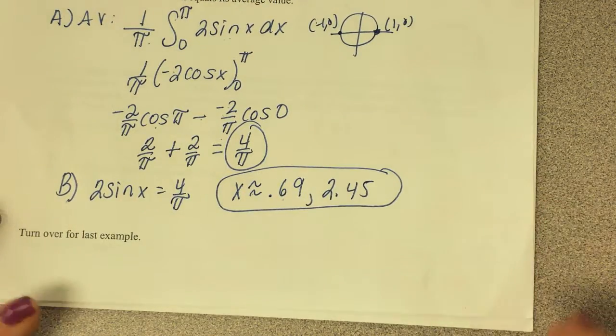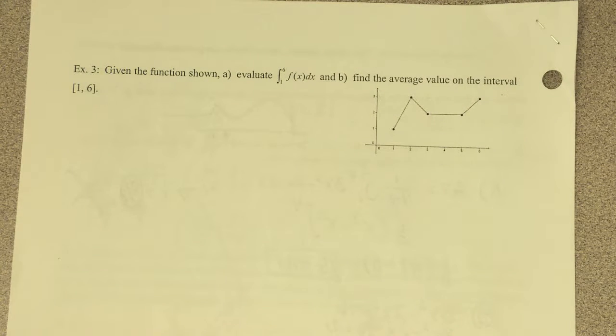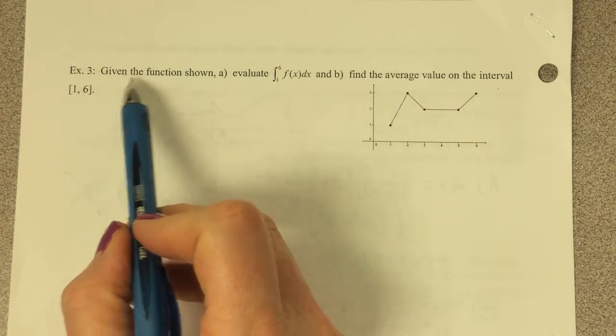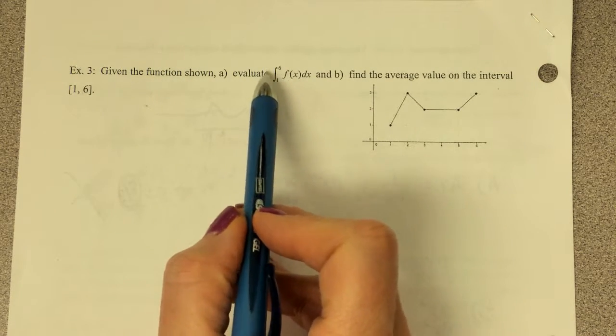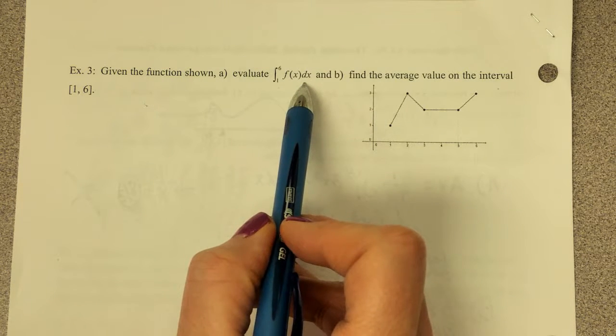All right, let's do this last example. I really like this one too. This is a problem that takes some common sense, and for whatever reason it ends up being kind of hard when you have to think of it that way. It says, given the function shown, evaluate the integral from 1 to 6 of the function.